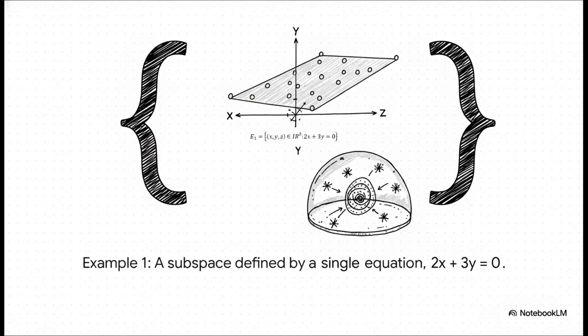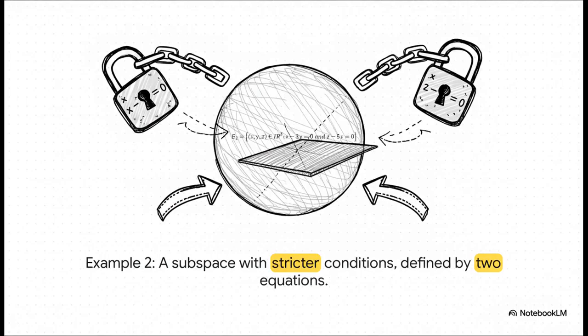And if you think about that geometrically, what you're really describing is a perfectly flat plane slicing through 3D space. That plane, that's our little self-contained universe. That's our subspace. And this is a brilliant contrast. This is E2. Now, notice here there are two conditions, two laws that every point has to obey. x minus 3y equals 0, and z minus 5x equals 0. Having more rules makes us a much more restrictive, a much smaller universe than E1 was.